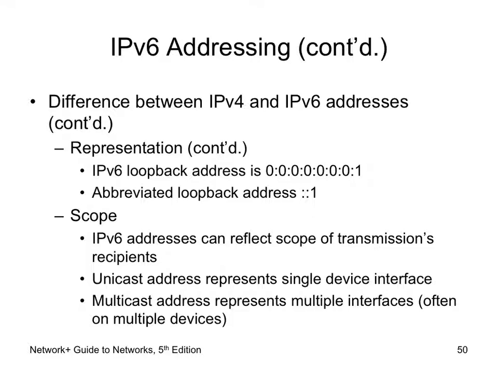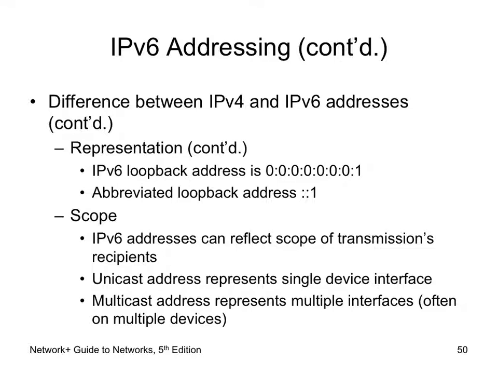So the differences mainly between IP version 4 and version 6 is, let's look at the version 6 local loopback. There it is: 0:0:0:0:0:0:0:1, separated by colons. And then abbreviated, loopback is ::1. Much different than IP version 4.